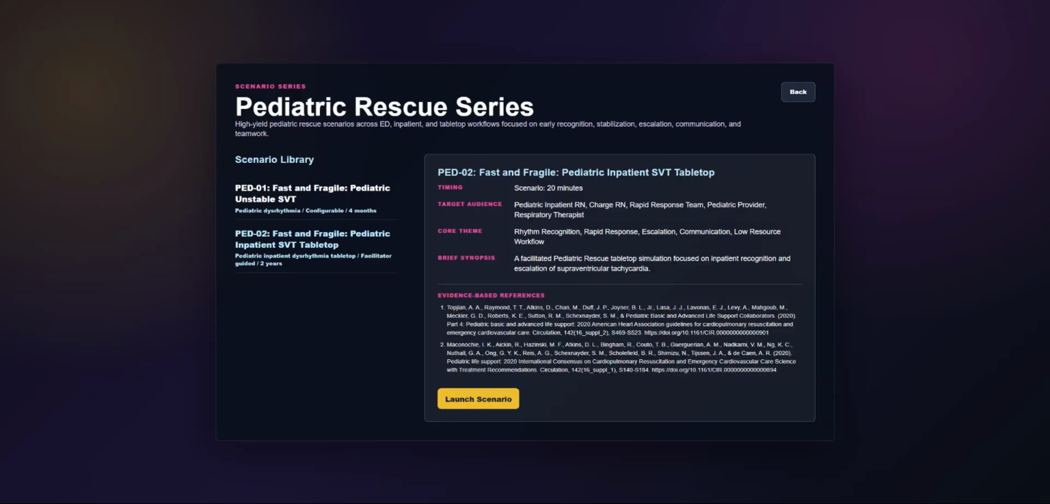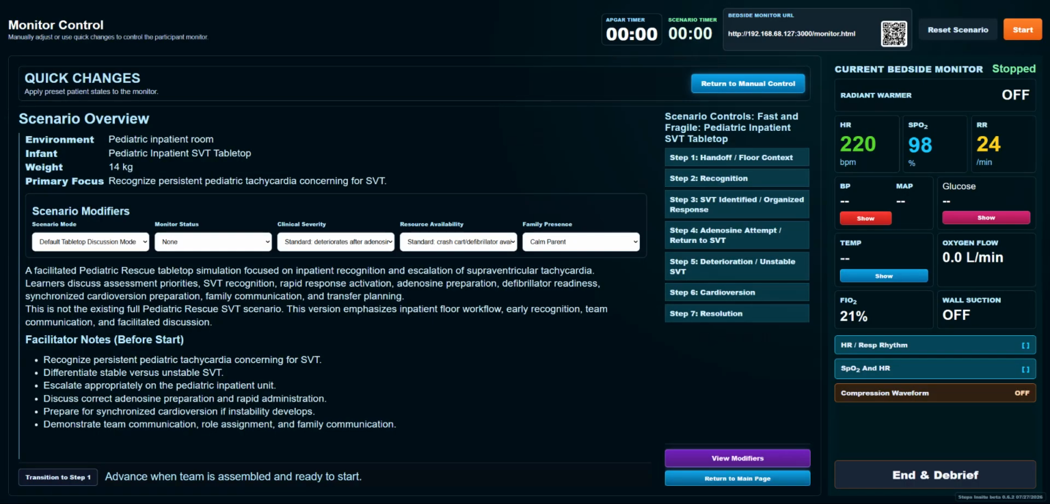So I'm going to pick here, and this is going to tell me a little bit about the scenario, along with some evidence-based references. All of our scenarios are linked to references, just to give us some evidence to support our scenarios. We have here our scenario modifiers, a little bit of background about the patient, 14 kilograms, and facilitator notes to recognize pediatric tachycardia concerning for SVT.